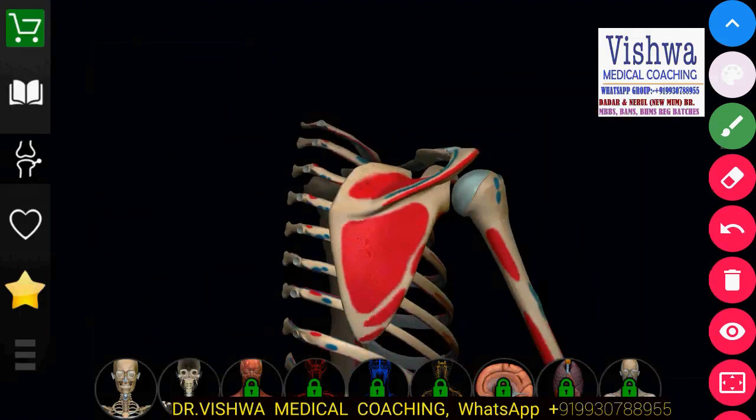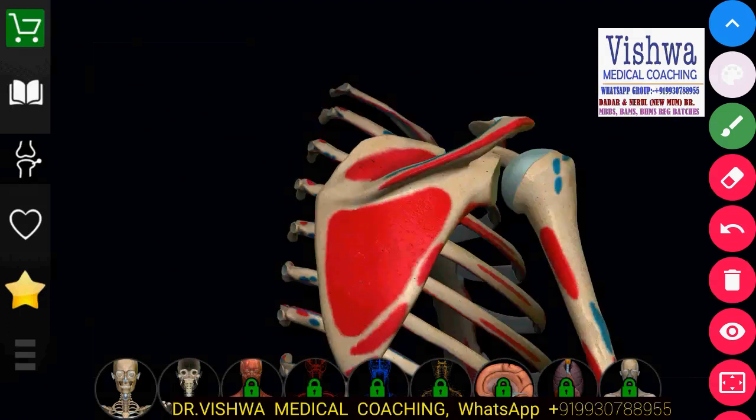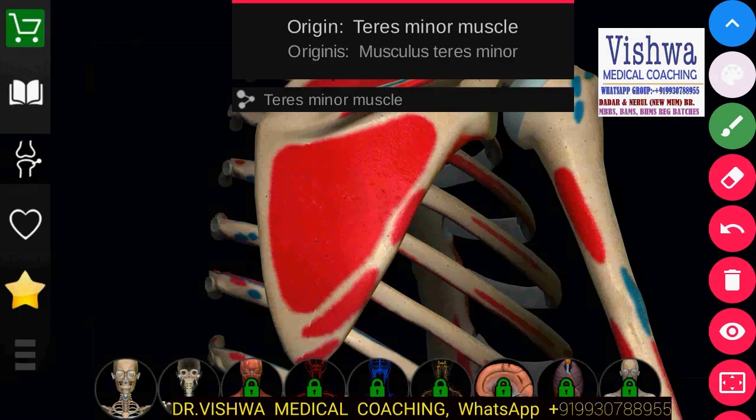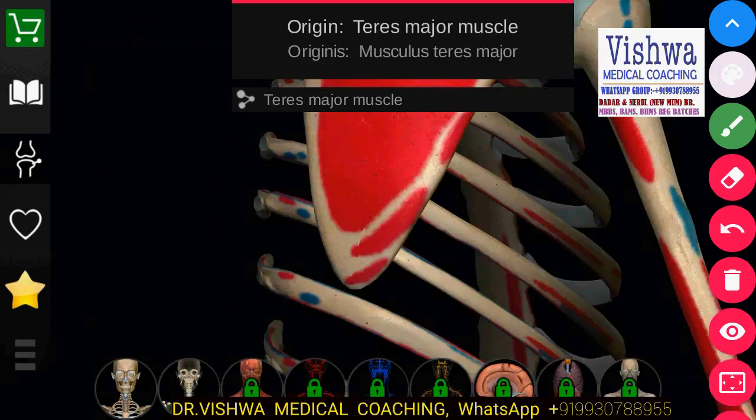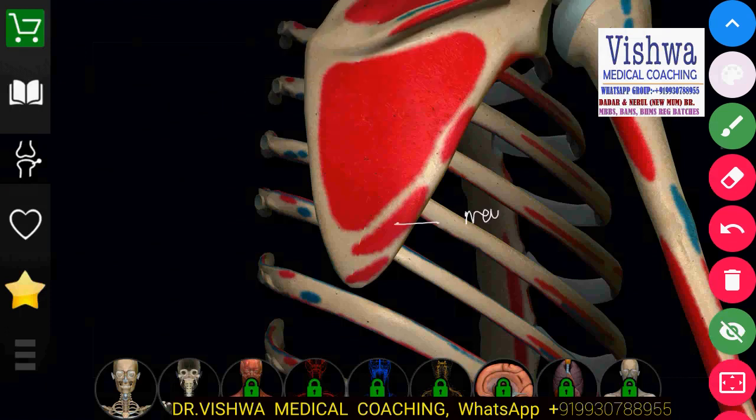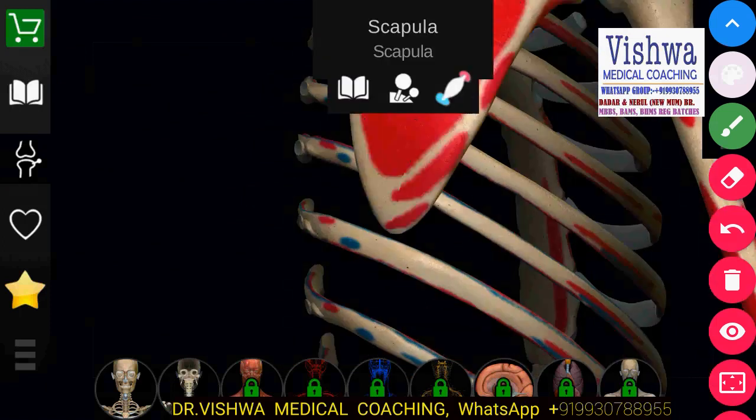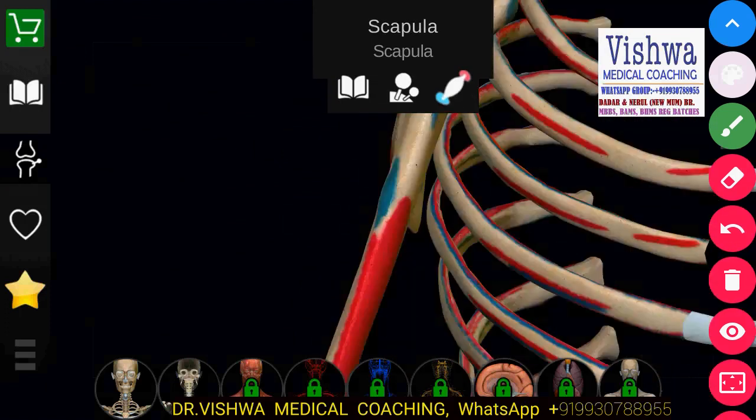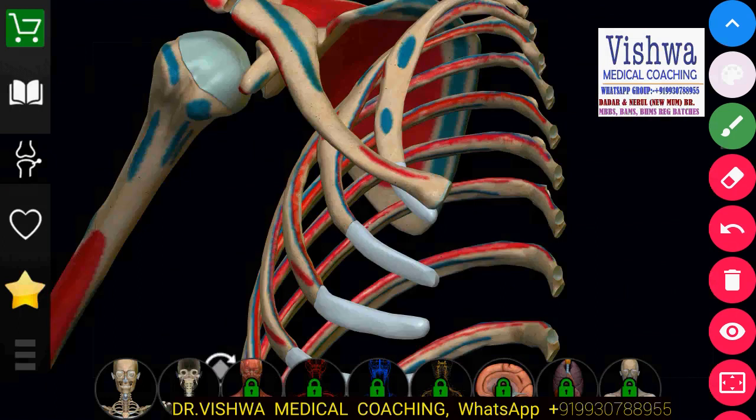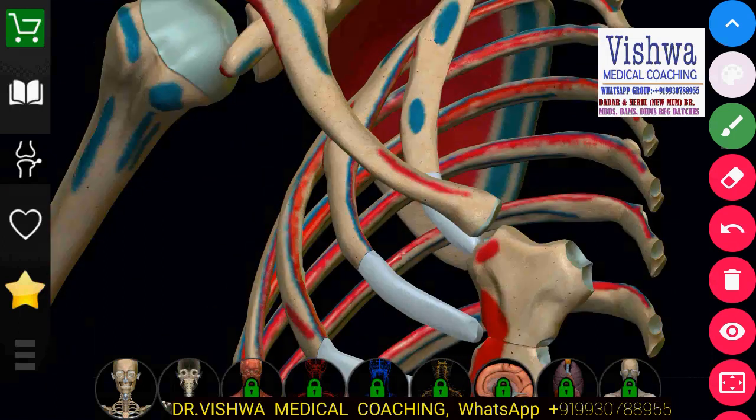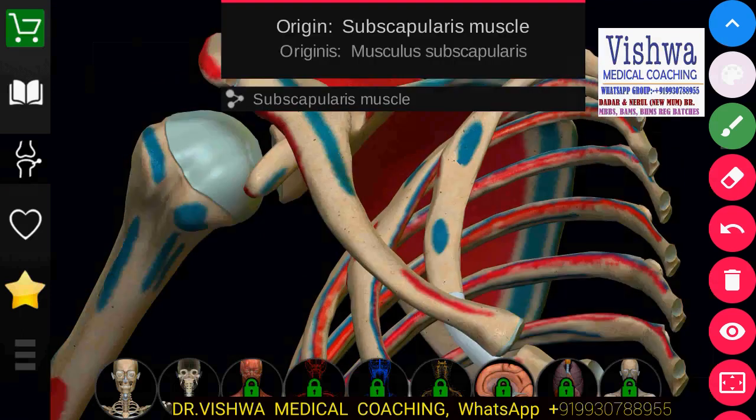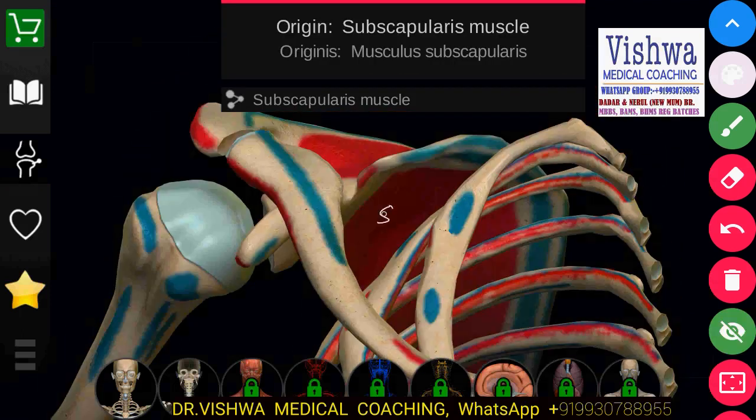From the lateral border we have teres major and teres minor. Yes, this one is the teres minor muscle, and this one is the teres major muscle. Which one? This one is major, and this one is minor. Which teres? Major as well as minor. Whereas low down we have a small muscle, coming from posteriorly. In this fossa, if you can see, this one is the subscapularis, which is inside the fossa.